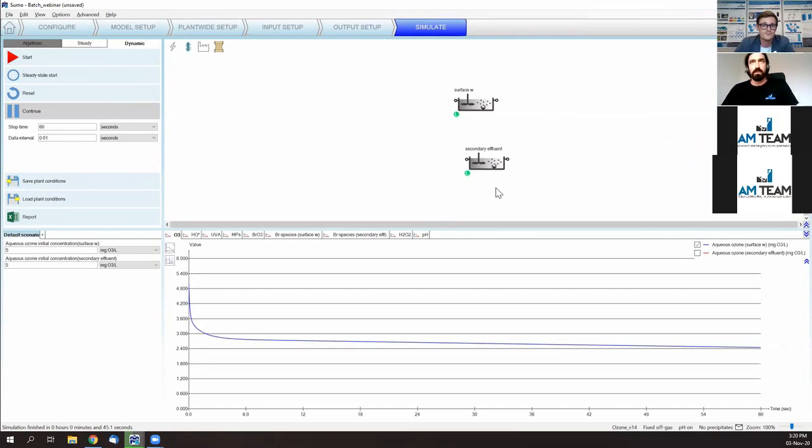So what happens to the profile of ozone? Here we have the profile we have just seen of the surface water. Let's look at the secondary effluent ozone profile. As you can see, in a few seconds, in about 6 to 10 seconds, the ozone gets completely removed. So it reacts with the water matrix, and it gets depleted much faster than in the surface water sample. Let's look now at what happens as a result of all these reactions with organics and the inorganic fraction of the water matrix.